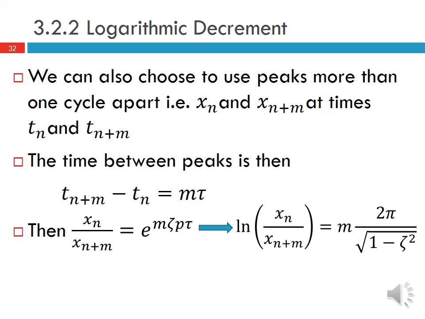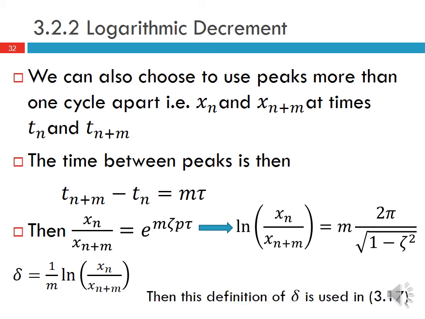Our expression becomes this: the natural logarithm of xn over xn plus m is going to be m times 2 pi over the square root of 1 minus zeta squared. And here our delta is just 1 over m times this natural logarithm. So this is the definition of delta that's used in our previous equation. The only difference here is that we've got the number of cycles that we're considering.